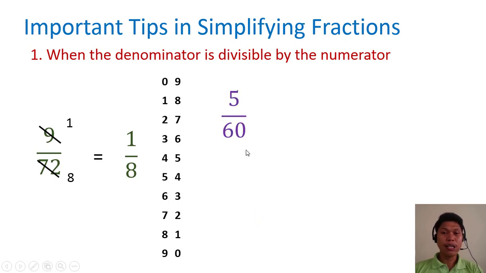Another example, we have 5/60. So, ang 60 is divisible by 5. So, cancel out natin yan. And 1, and you just skip count.